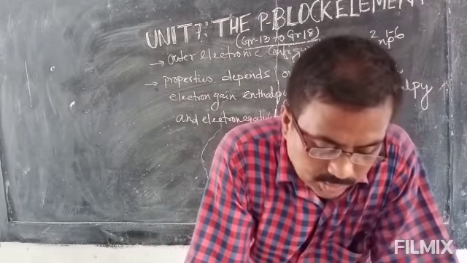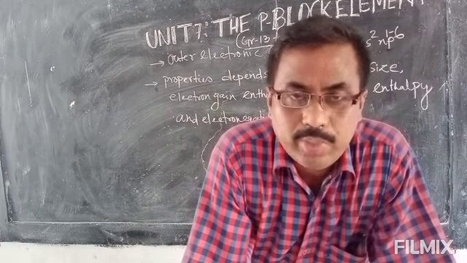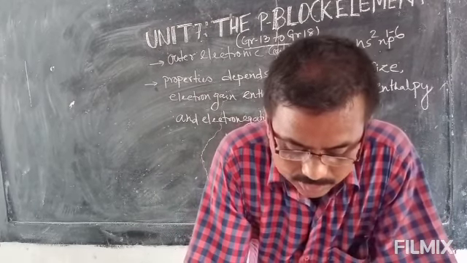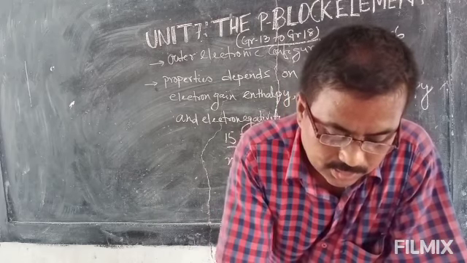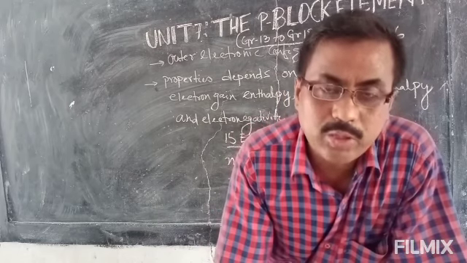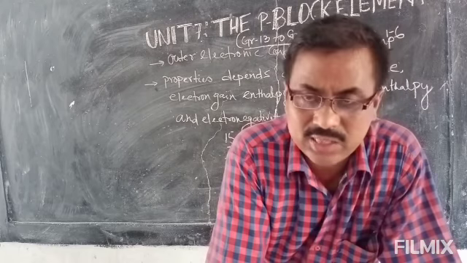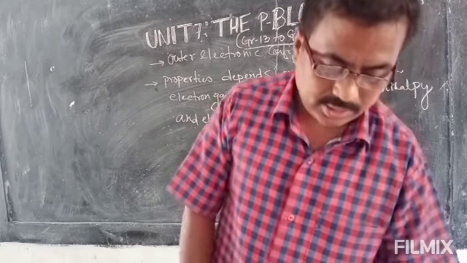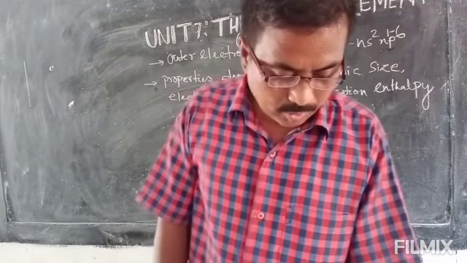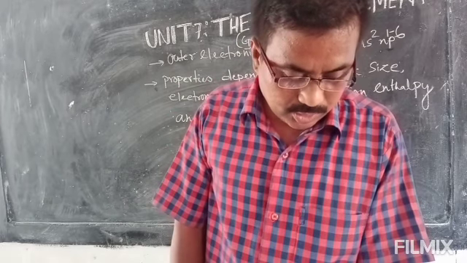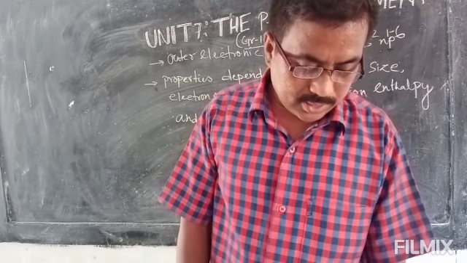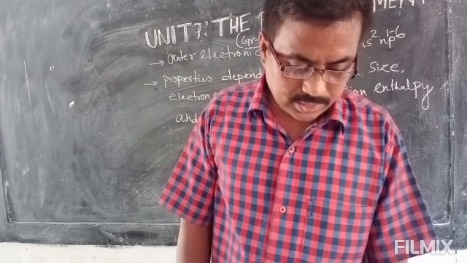The common oxidation states of these elements are -3, +3 and +5. That means these elements can show variable oxidation states, and the tendency to exhibit the -3 oxidation state decreases down the group. This is due to increase in the size and metallic character.